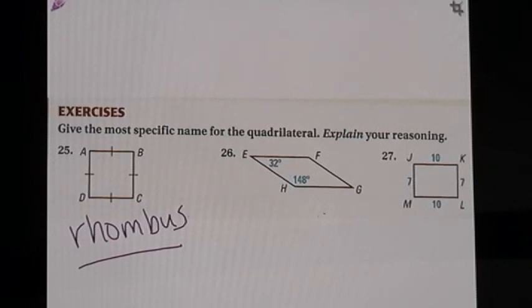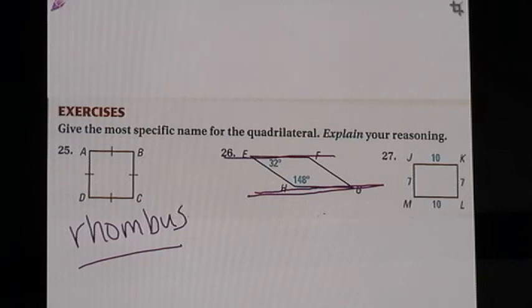Let's see, 148 degrees and 132 degrees. We need to find out if these are parallel. So we're going to add 32 plus 148, and we're going to see if it equals 180. It does. And so we can say that we know this is a parallelogram. Can we tell that?